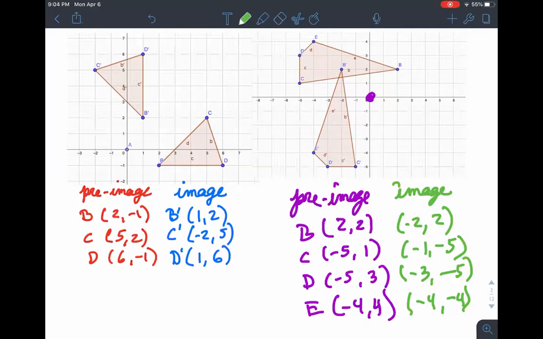What is going on here? There's a really interesting connection between the pre-images and the images that is true in every single one of the points that you see anytime I rotate 90 degrees about the origin. I want you to take a minute to write down your hypothesis, maybe even pause the video, and when you're ready, I'm going to move on.